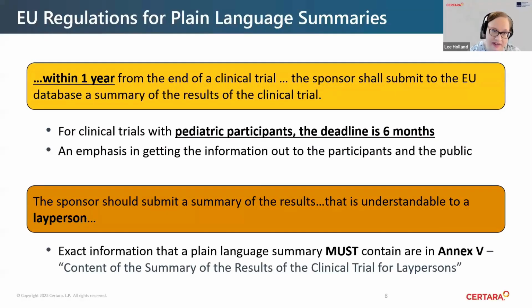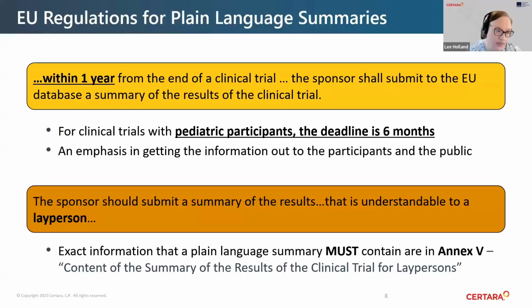So taking a look at the regulations for plain language summaries, they clearly state that within 1 year from the end of a clinical trial, the sponsor needs to submit to the database, which is CTIS, a summary of the results of the clinical trial. So from the time the trial ends, you have 1 year to put that plain language summary out onto the database. Now, for clinical trials that have pediatric participants, that deadline is only 6 months. There's a really big emphasis on getting the information about clinical trial results out to both the participants and the public. So there's a really big push for transparency here.